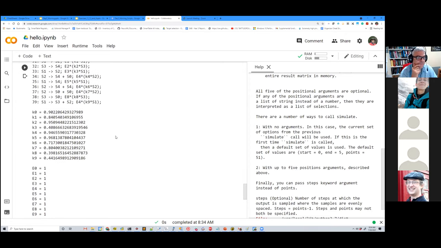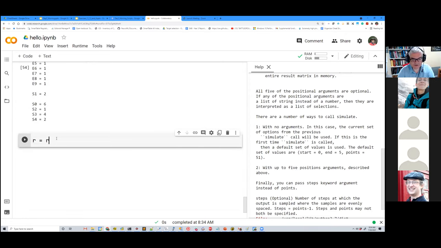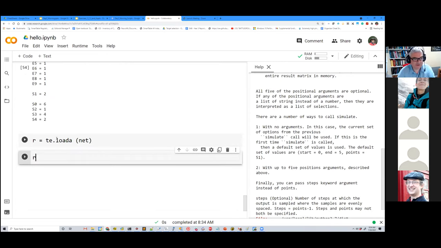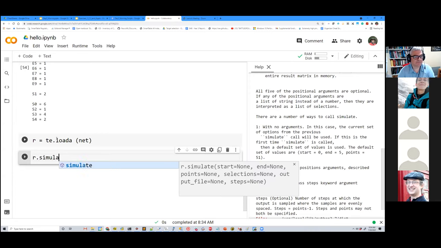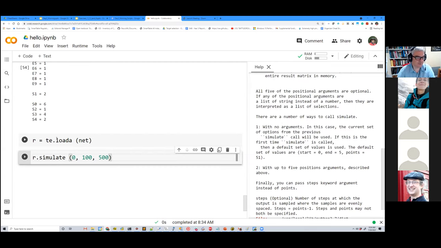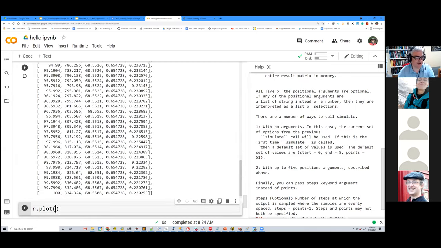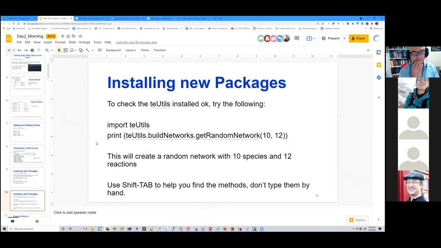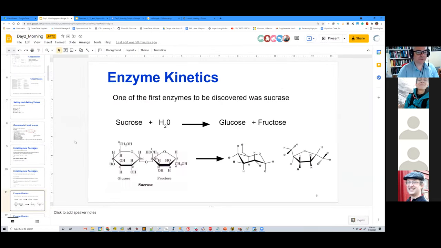If I want, I can now actually load it into Roadrunner. Then I can do a simulation. Let's go up to, let's do that. I have no idea what this is going to do, because it's a random network. And there it goes. So that's what the random network did. So there's a bunch of utilities in tutils like that that can do extra things.